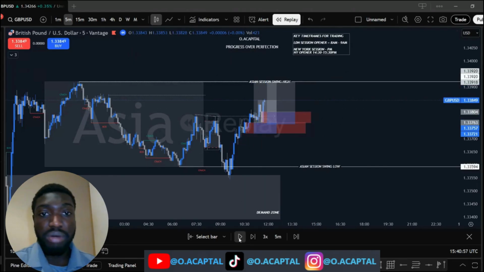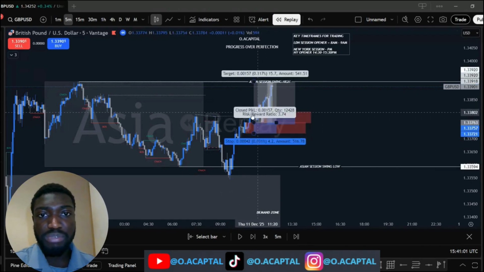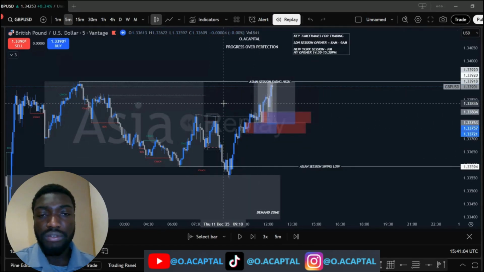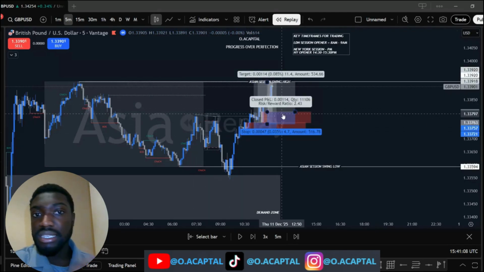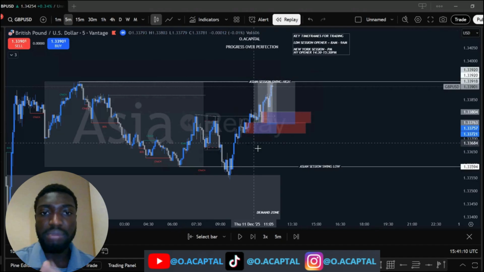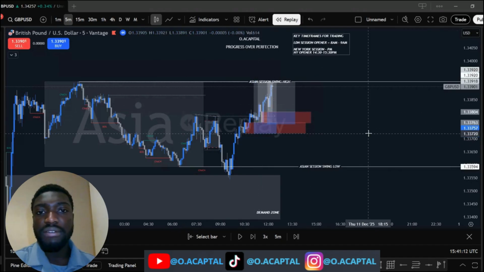But let's see what price did. So we can see price came back, respected that area of demand. So these could have been easy, at least a 5 or 6% trade I could have taken here, but I missed both of these setups because obviously I was distracted by other things.